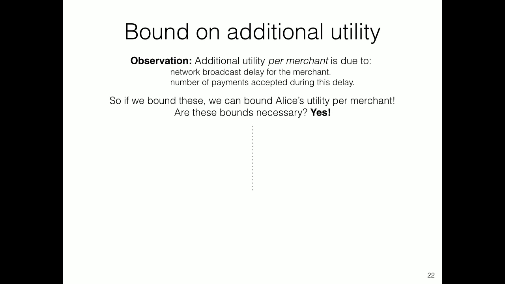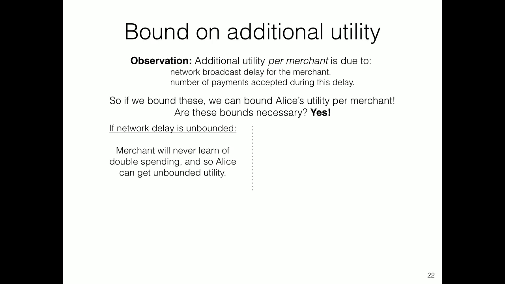The question is, are these bounds necessary? And we show that this is the case. Essentially, we get a tight bound on the value of the additional utility. So if the network delay is unbounded, then a merchant will never learn of double spending that Alice has done with other merchants. So she can continue double spending with him with different tickets forever, essentially. So her utility just keeps growing and growing. And this is not a theoretical situation. There's been work on so-called eclipse attacks on the Bitcoin network, where you just change a merchant's view of the network. So if a merchant never learns of double spending, then Alice can get as much money as she wants from him.